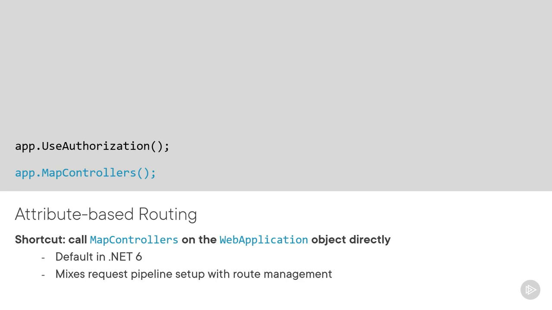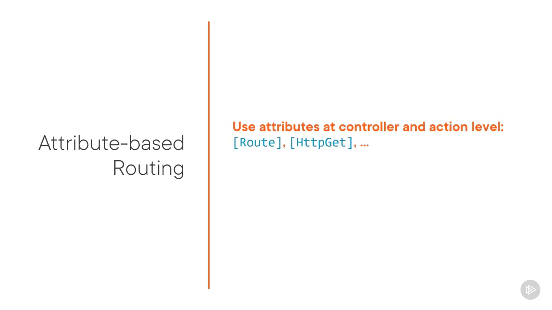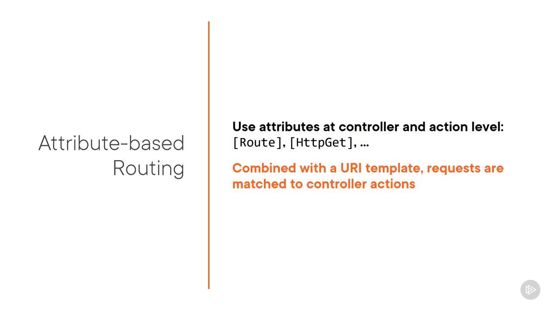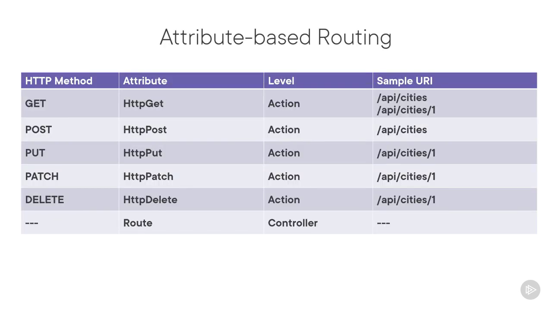And that, as the name implies, allows you to use attributes at controller and action level. We provide these with a URI template, and through that template and the attribute itself, a request is matched to a specific action on a controller. For this, you can use a variety of attributes, depending on the HTTP method you want to match. You can see a list of that on screen now.